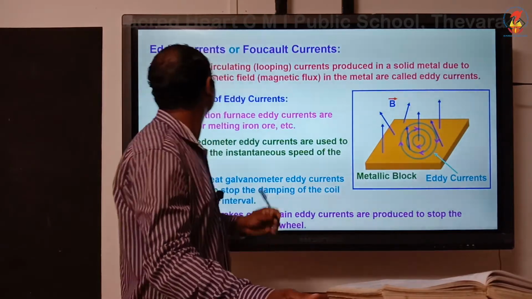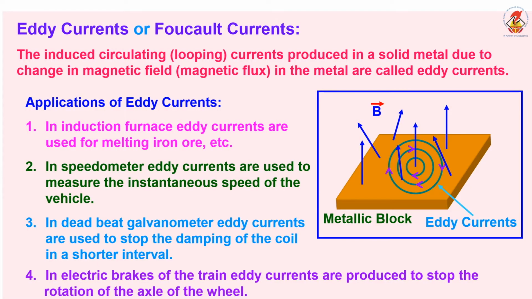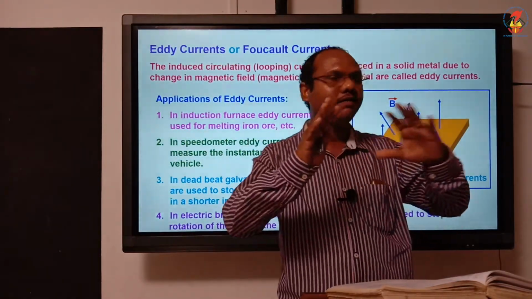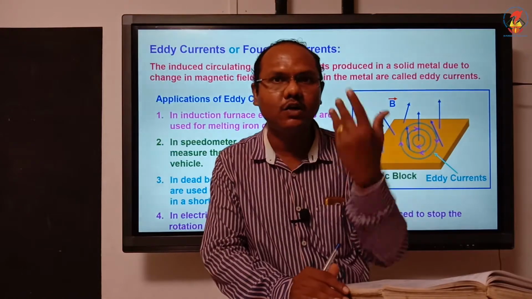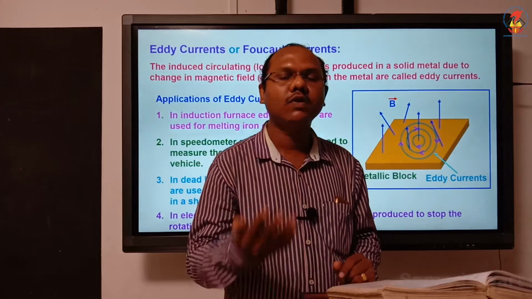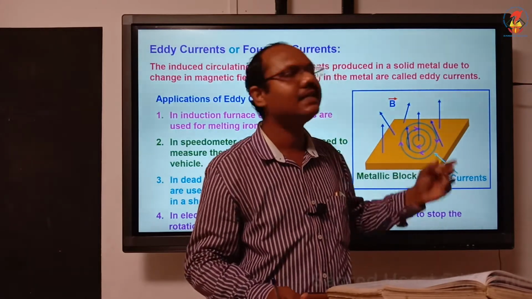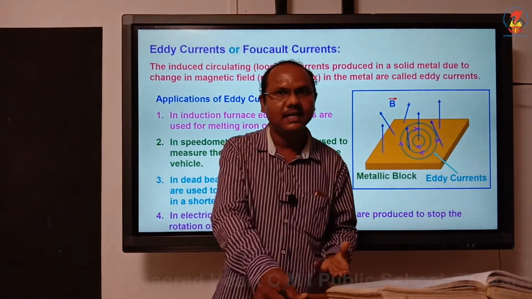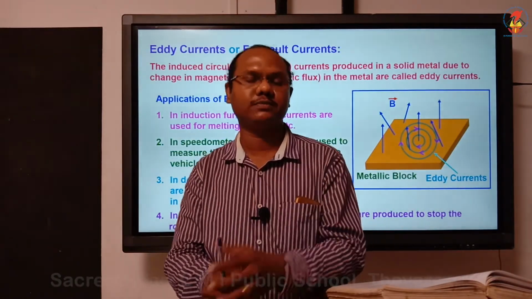Okay. So what is eddy current? The induced circulating current produced in a solid metal due to the change in the magnetic flux in the metal. Okay. Now, the eddy current is formed within the metal block itself. The current can't go anywhere. The current will simply circulate around the loop. As a result, what will happen? The conductor gets heated up and the energy will be wasted. So, due to eddy current, energy is wasted as heat.